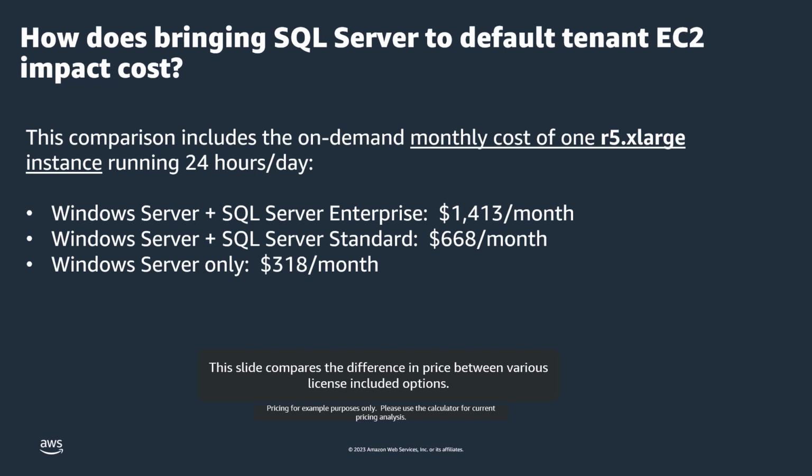That second example is Windows Server and SQL Server Standard. If a customer were to license both of those through AWS for a month, the cost is $668 a month versus $318 for Windows Server only. So as you can see, customers can save significant money by bringing SQL Server licenses with software assurance.